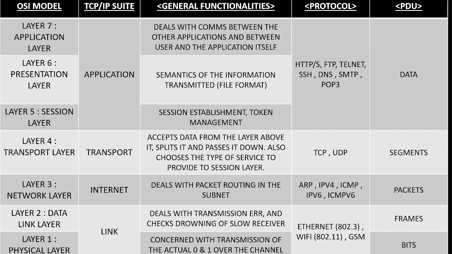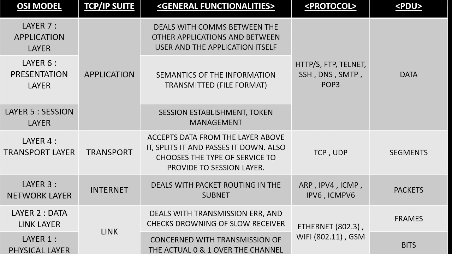So two things you could notice as differences between the OSI model and the TCP IP suite. Number one, very obviously, the OSI model has 7 layers, while the TCP IP suite has 4 layers. Another thing you could notice is that in the OSI model all the layers are numbered, but that does not happen in the TCP IP suite. The layers are not numbered.